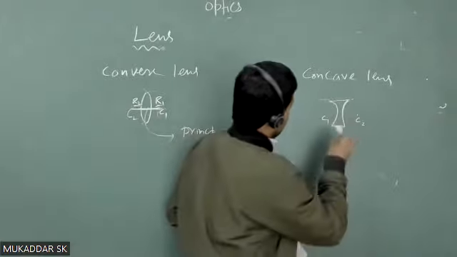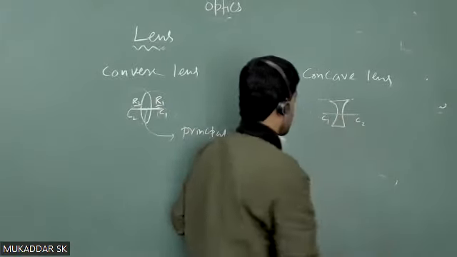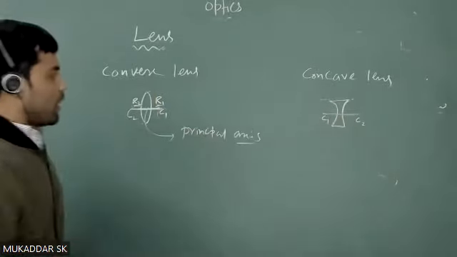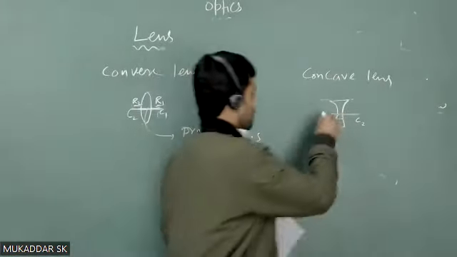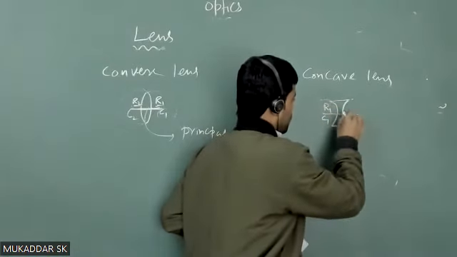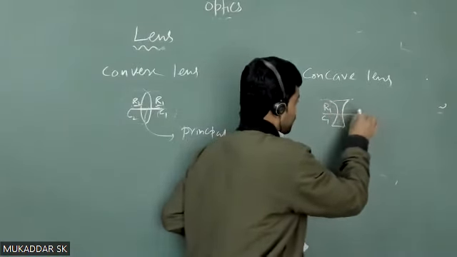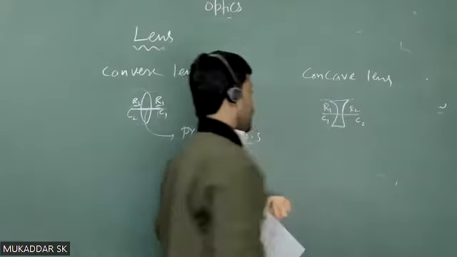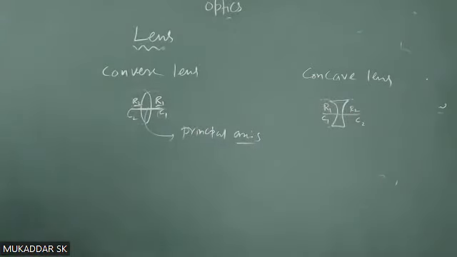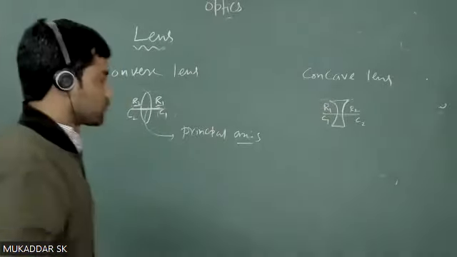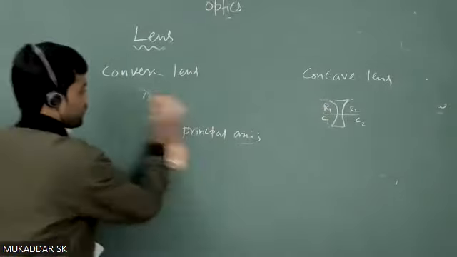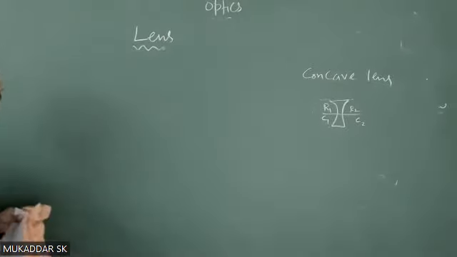Now if I join this C1 and C2, again it will be the principal axis. The distance from the pole to C1 will be R1, and the distance from the pole of the second surface to C2 will be R2, and these R1 and R2 are basically the radii of curvature. Okay, is this clear? Is this much clear to you all? Yes, sir.